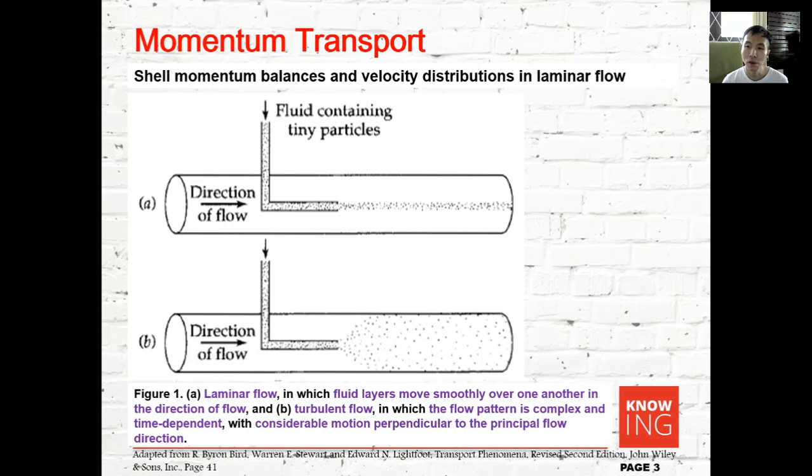So laminar flow applies here to the flow that is illustrated in figure 1a, where we have fluid layers that move smoothly over one another. Figure 1b, on the other hand, illustrates a turbulent flow, where mixing is more enhanced compared with figure 1a.